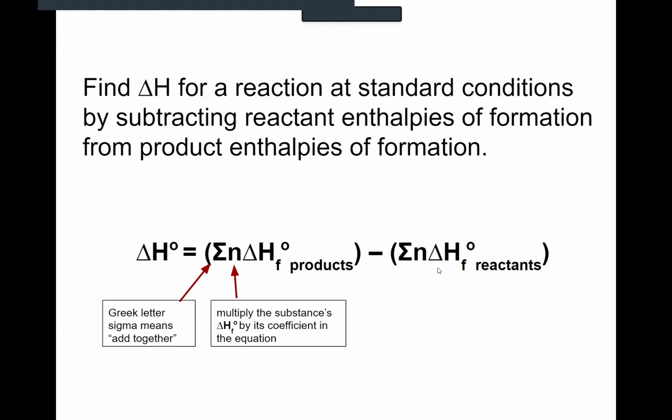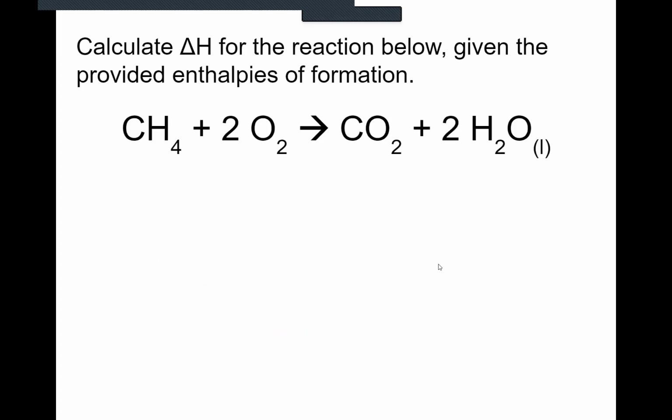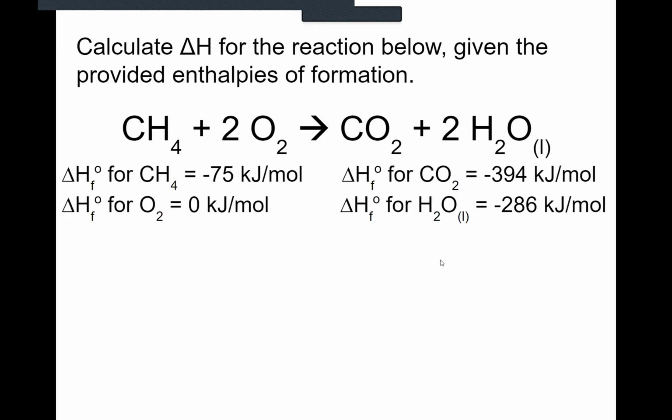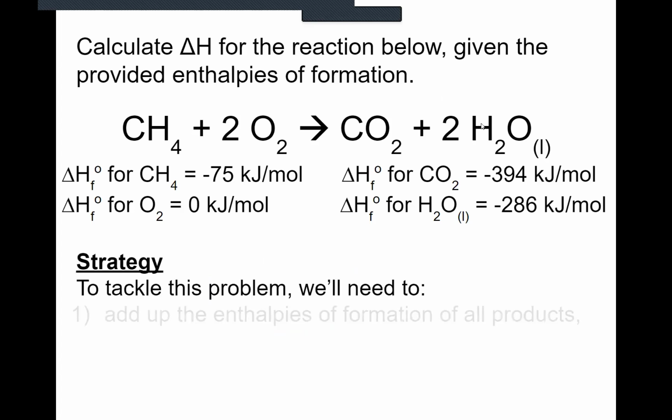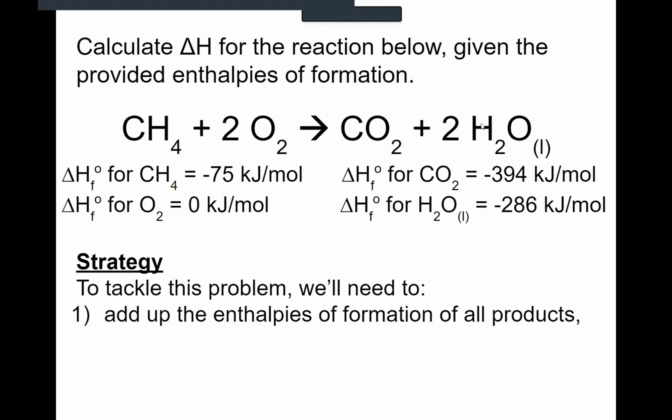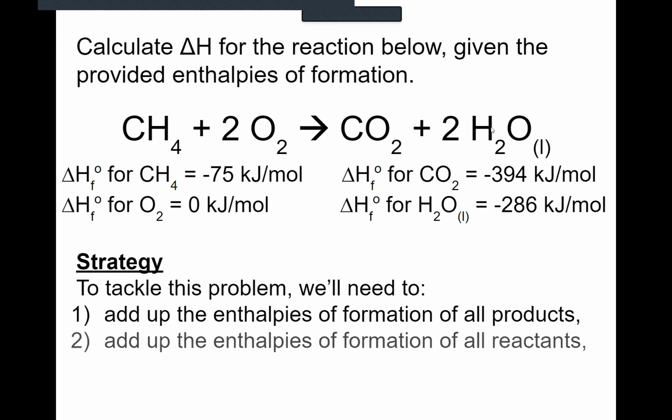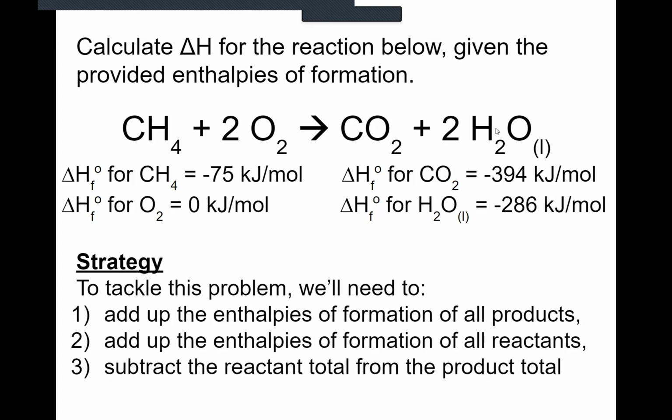Let's walk through a sample problem together. Let's say we're asked to calculate the enthalpy change for this reaction given these enthalpies of formation. Our reactants are CH4 and O2. Our products are CO2 and H2O. Here's the basic strategy. To tackle this problem, we'll need to, 1, add up the enthalpies of formation of all the products. 2, add up the enthalpies of formation of all the reactants. And then 3rd, subtract the reactant total from the product total. Let's do each of those steps in turn.